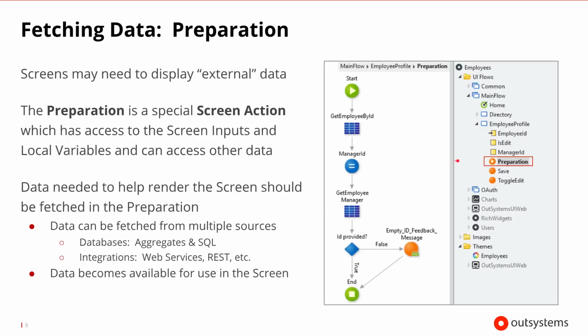So here we see the preparation that is selected, and we can see inside the editor that we're in the employee profiles preparation. And here we can see we're using an aggregate to get the employee by their identifier. And then we're using an assignment to do some work. And then we're getting the employee's manager from the database using an aggregate. And then we're making some decisions and either giving some feedback, or we're just ending out of the preparation. So this is the type of thing that can happen inside of the preparation. This is sort of a normal thing to do when we're preparing for our page. If there's external data that we need, we use the preparation to get that information.